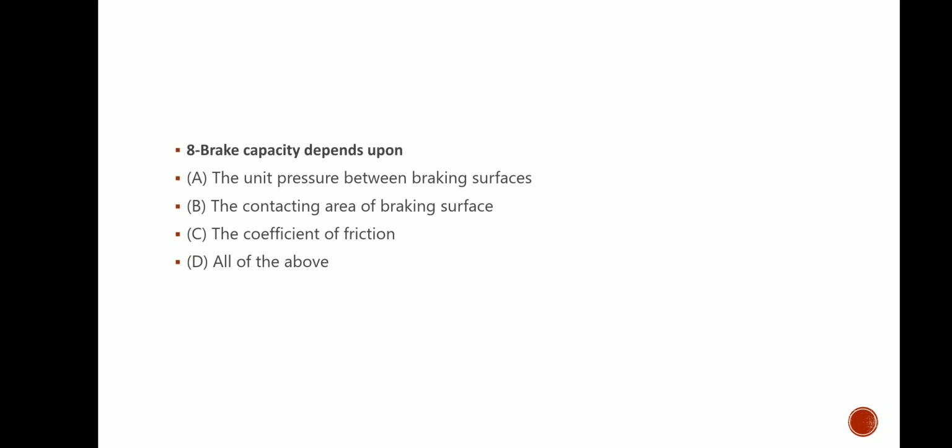So the brake capacity, here the keyword is brake capacity, depends upon dash dash, and the correct option is D, all of the above. What are the factors? The unit pressure between the braking surfaces, contacting area of braking surface, and coefficient of friction. The coefficient of friction is a constant. Okay, so option D is correct.